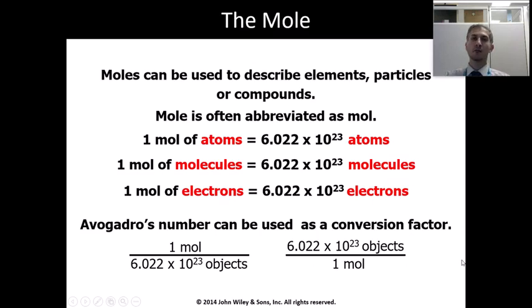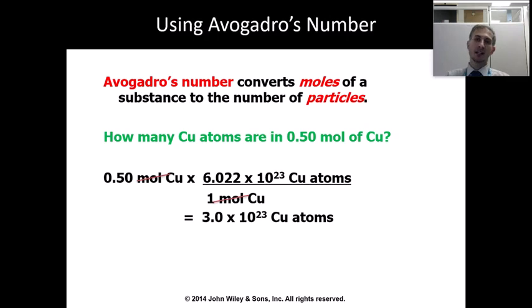It doesn't matter whether 1 mole is on the top and Avogadro's number on the bottom of this fraction, or vice versa. It depends on the problem that we are going to solve. We need to pick one of these two conversion factors. Let me work on one example.